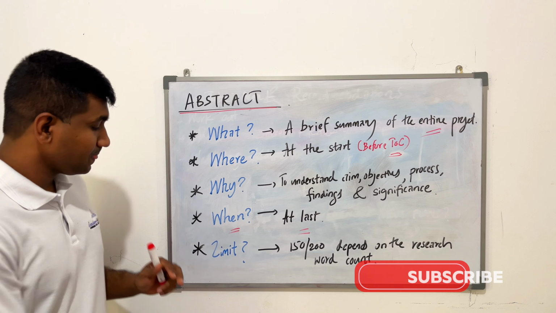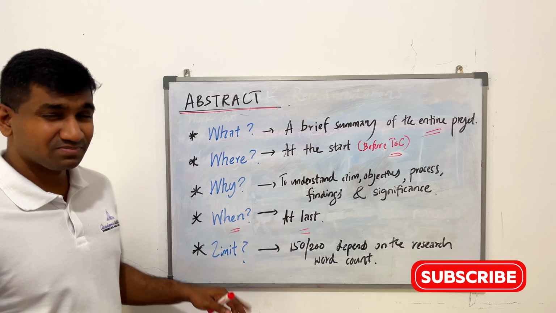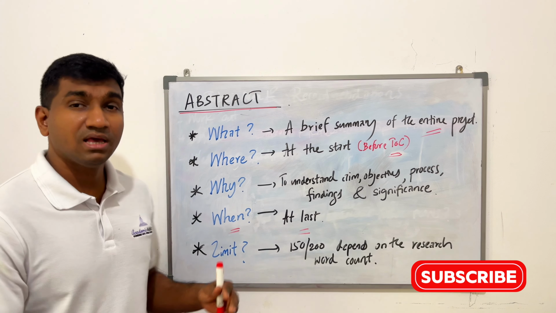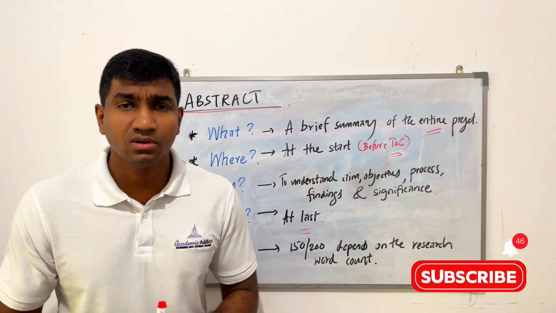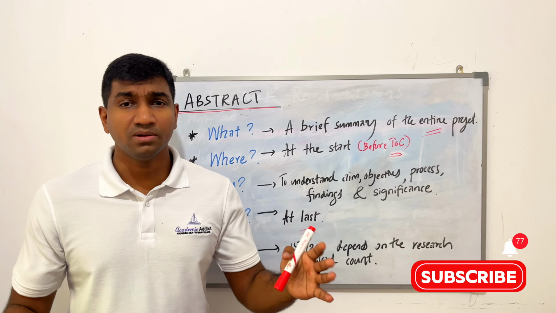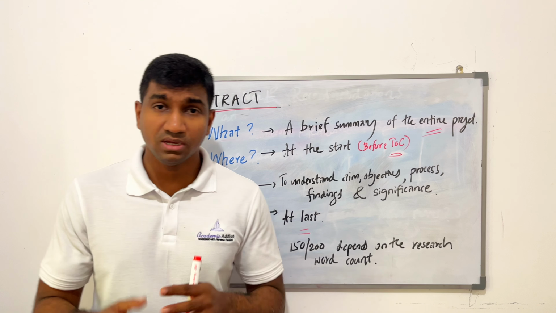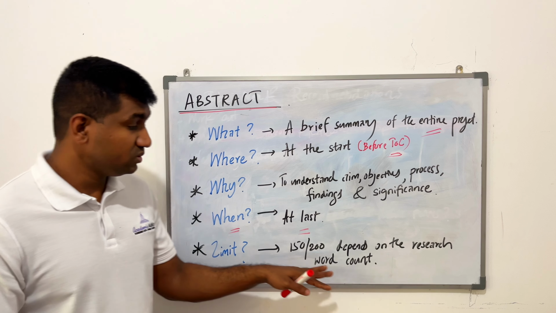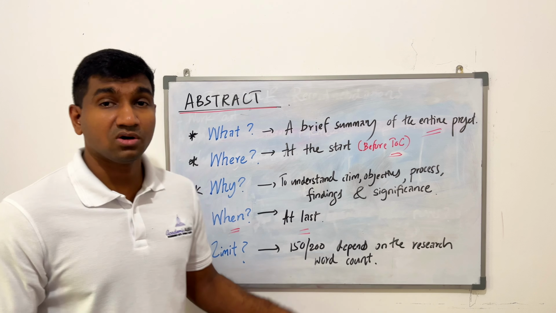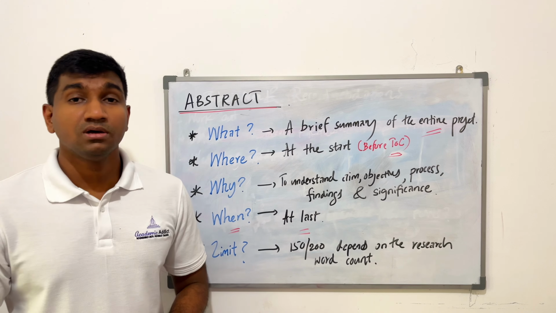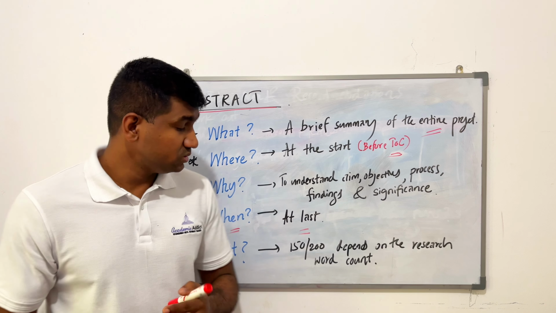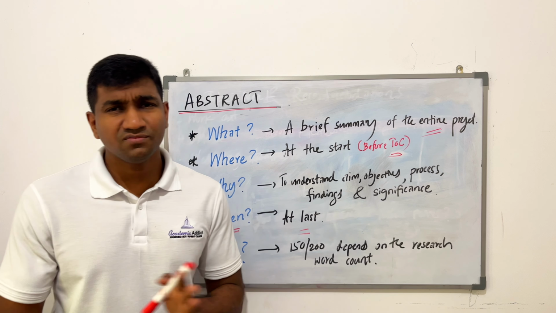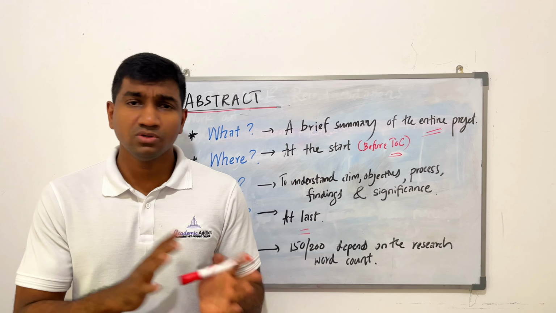Okay, so the next part is the limit. This should not have a lot of words. This should be like a simple summary. You can use a couple of solid paragraphs or maybe one paragraph, but don't make it so complicated. Maybe 150 to 200 words, depending on the research worked on. If it's a very big project, of course you might have to write a little more than this. Okay, so 150, make it more simple, but you need to cover everything.